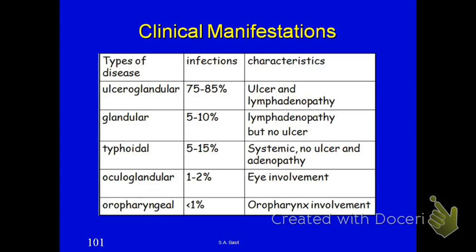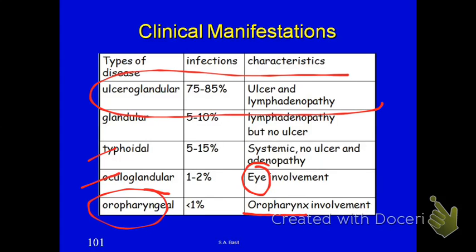Then the third manifestation is typhoidal, which means that the organisms are present mostly in the blood, but it doesn't cause ulcer nor adenopathy. This is about 5 to 15% of cases. Oculoglandular means there is an eye involvement, and oropharyngeal means there is an oropharynx involvement. But then again, this one would be the most fatal and the most significant of them all.